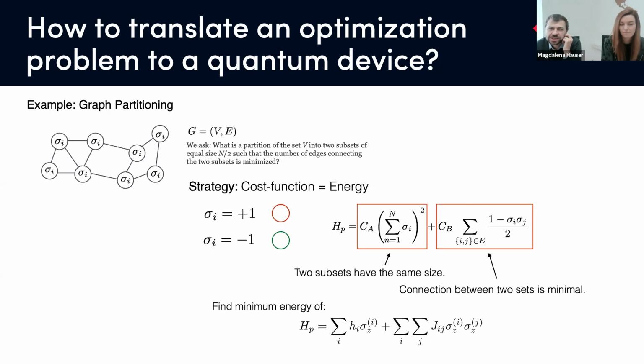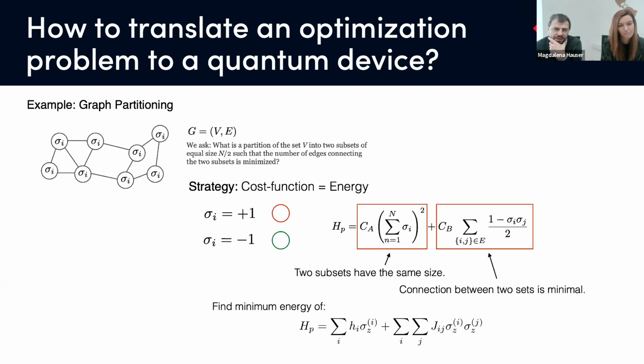Now you have to translate the sentence up there into mathematical formulas. The sentence consists actually of two requirements. One is that the two subsets have to be of the same size, and the other one is that the connections should be minimal. The first part of the sentence can be formulated by an equation, which is just the sum of the sigmas, squared. If you think about this, you have two subsystems and they can be plus 1 or minus 1, which means if you sum up the plus ones and the minus ones, and they are of equal size, then this will be exactly 0. If you square this, 0 is the absolute minimum that you can reach, which means that this part of the formula tells you that the two subsystems will be of equal size.